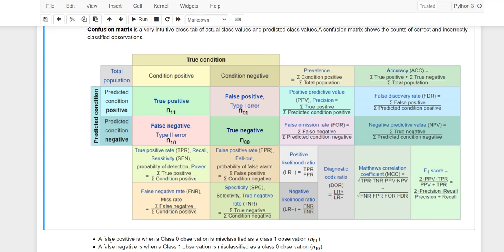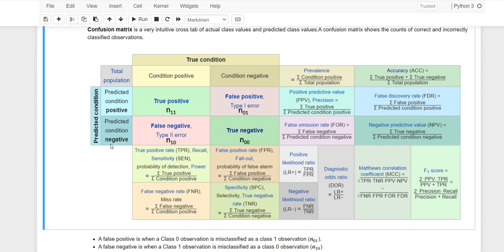So I went ahead and labeled my false positives, when a class 0 observation is misclassified as a class 1 observation, as N01. And then I also labeled my false negatives, when a class 1 observation is misclassified as a class 0 observation. In this case, it's an N10. So again, a confusion matrix is a table that allows you to visualize the performance of the classification model. And what I just described is a 2 by 2 confusion matrix in abstract terms.